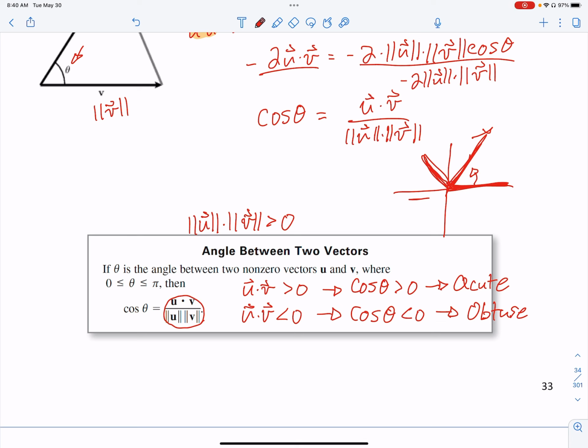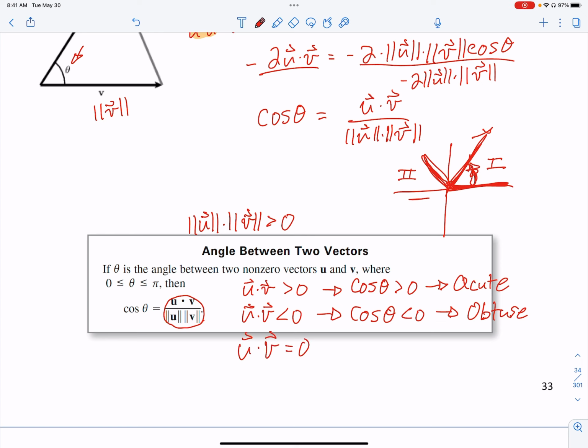It's all based on if it's this angle, right? If it's positive, then it's an acute angle, because cosine is positive in the first quadrant. Cosine is negative in the second quadrant because it's an x. Okay, and then we have one more.